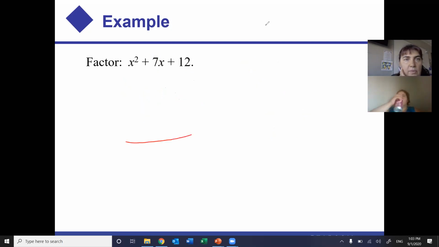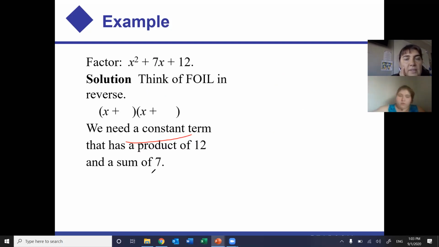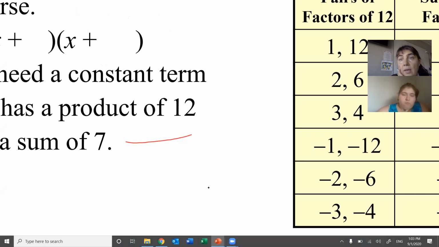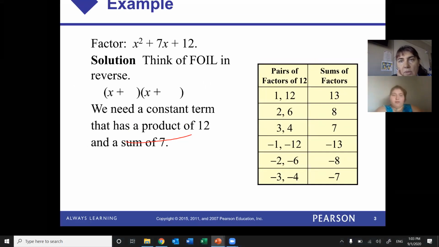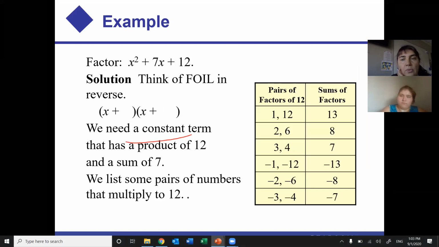So here is the problem. Here, think of FOIL in reverse. Think of which numbers have a product of 12 and a sum of 7. In the book, you have a lot of examples like that. I hope that you can figure it out just by looking at the numbers. The numbers are not very hard.